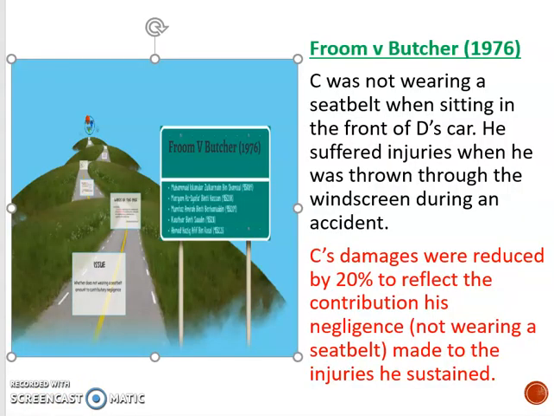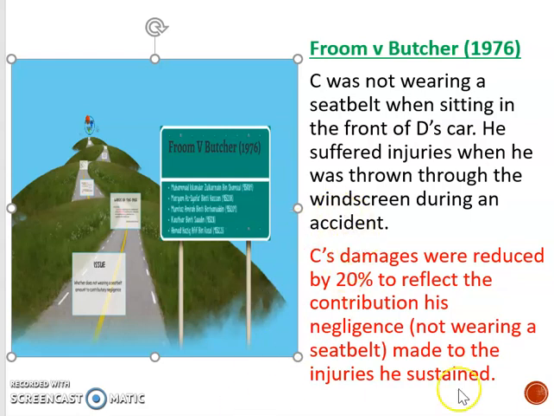In the case of Froom v Butcher, our claimant wasn't wearing a seatbelt when he was sitting in the front of the defendant's car, and he suffered injuries when the defendant crashed and the claimant was thrown through the windscreen during an accident.